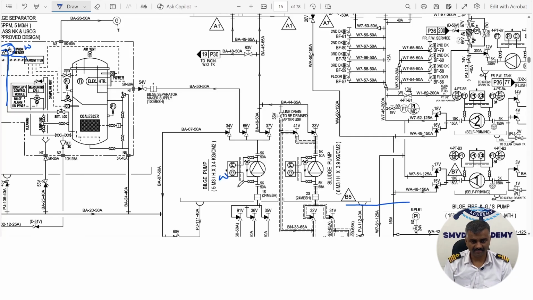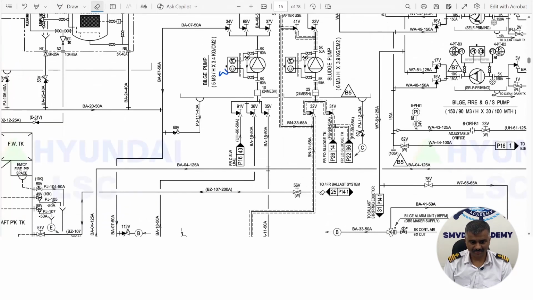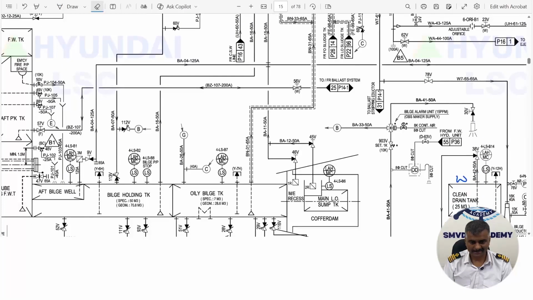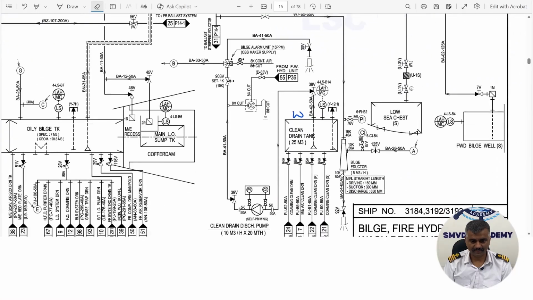That is why you will always have a compound indicator installed in pumps which take suction from the double bottom. Okay, the next question in this section is, why do we have this one?